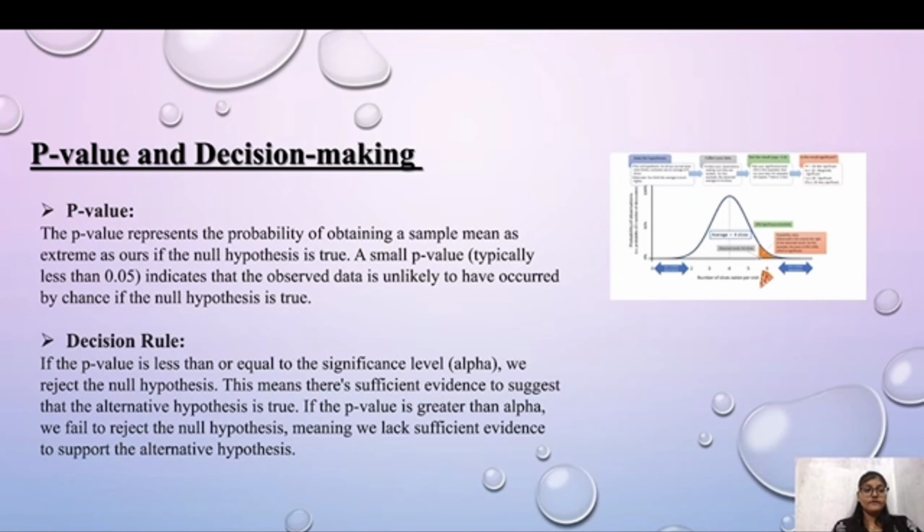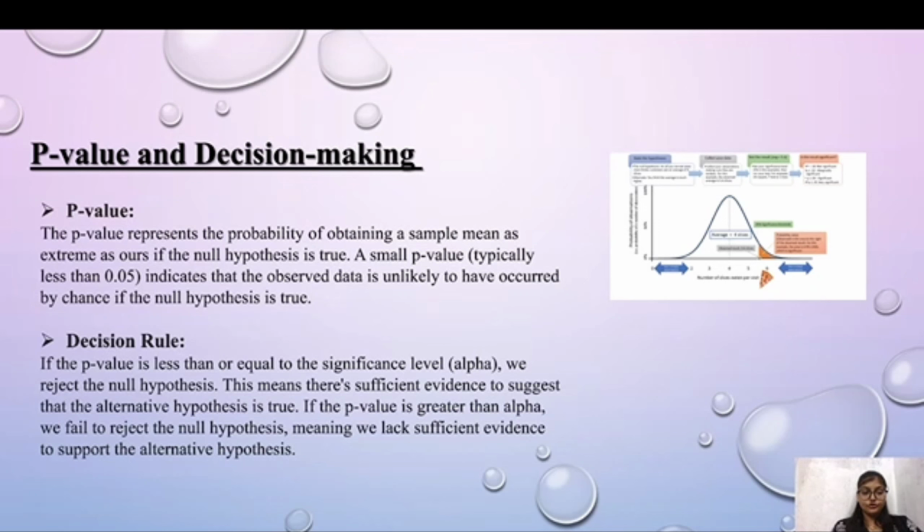Next is the p-value and decision making. P-value. The p-value represents the probability of obtaining a sample mean as extreme as ours if the null hypothesis is true. A small p-value, typically less than 0.05, indicates that the observed data is unlikely to have occurred by chance if the null hypothesis is true.